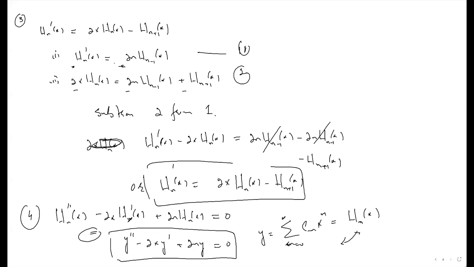So instead of y, I can just substitute h n of x, as it is the solution. You will get this relation, so you don't need to prove it. We already found its solution. Since h n of x is a solution to your differential equation, it will satisfy the given relation. So these are the 4 recurrence relations and the generating function.